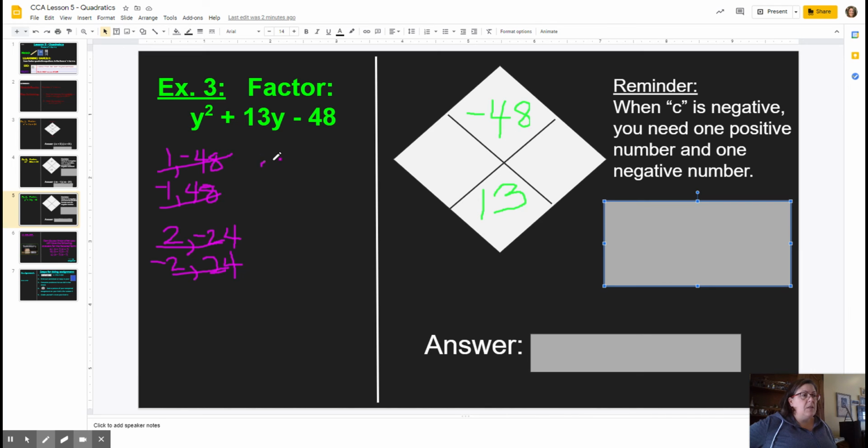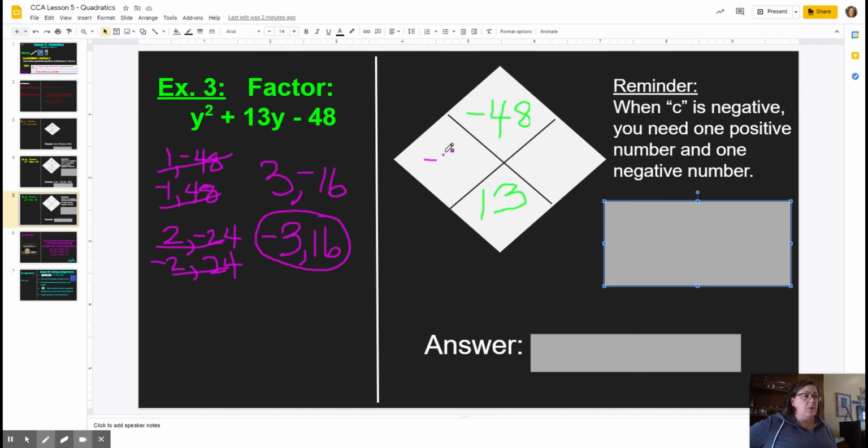Okay, so I'm going to do the same thing. I know also that 3 times 16 gives me negative 48. Oh, if I add these together, this gives me negative 13, but I need positive 13. So if I switch it around, aha, there's my factor pair.